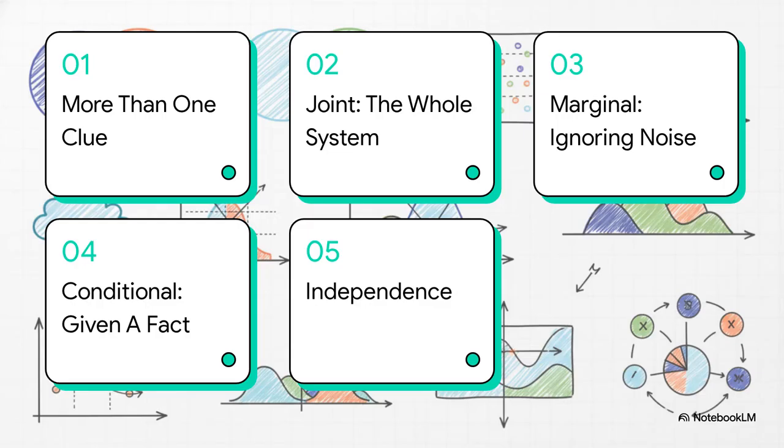So here's our game plan for today. We already know we need more than one clue. So now we're going to break down the tools you need to handle them. We'll start with joint, then marginal, then conditional probability, and we'll wrap it all up with a really powerful idea called independence. Think of it as our toolkit for the day.